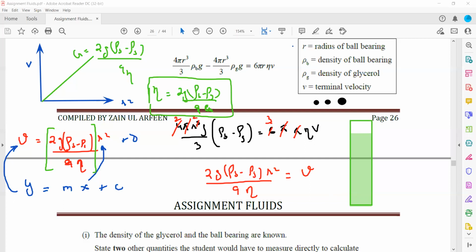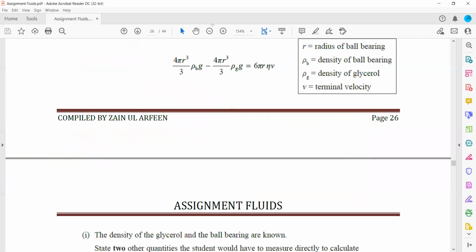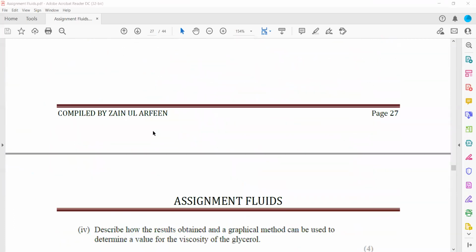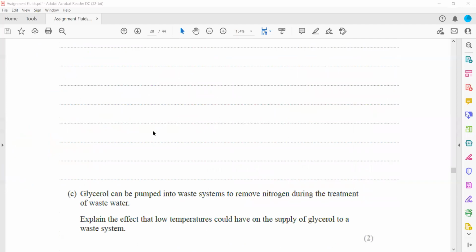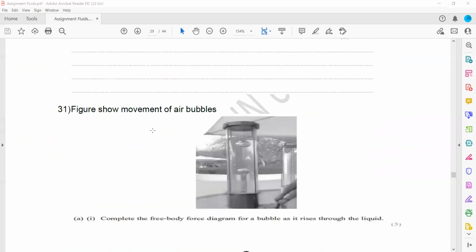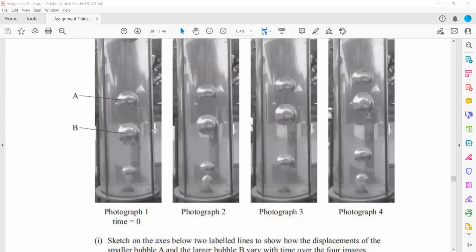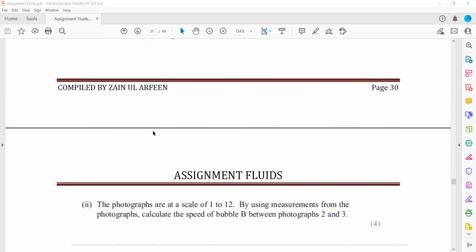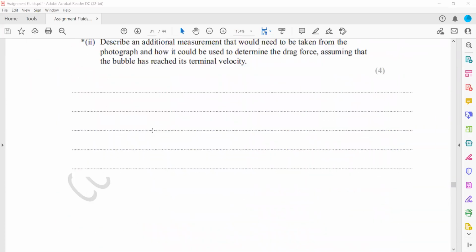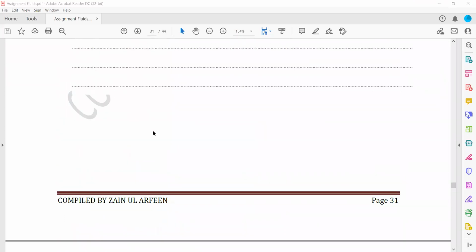Then next is question number 31 B2. So that was the question.